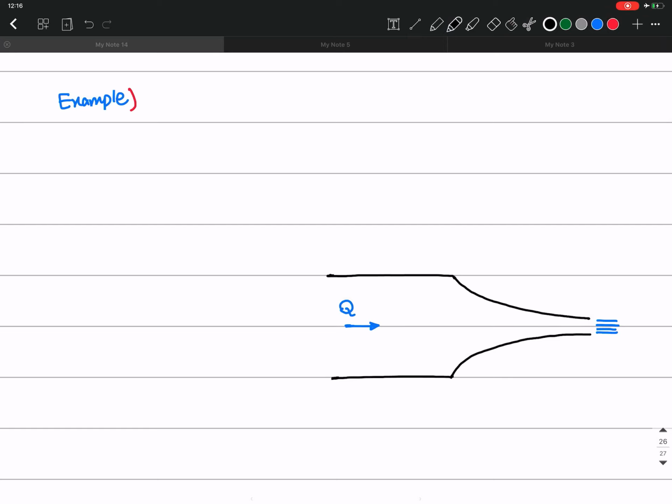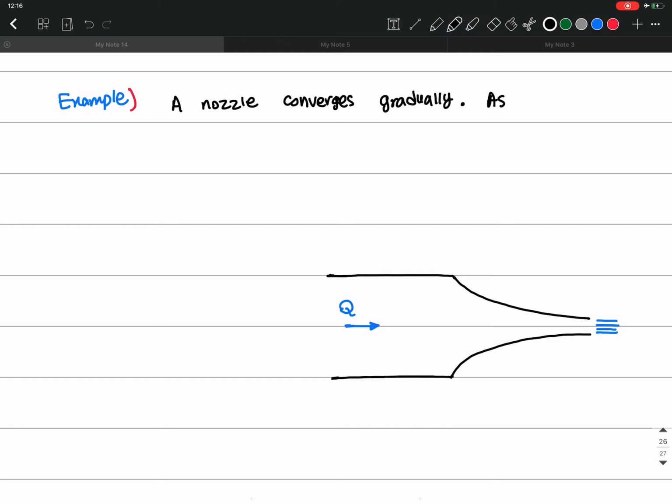Hello again. So in this session, I'm going to solve one example of Bernoulli equation so you see how you can use it in engineering problems. So let's get started. Here we have a nozzle of water converges gradually as you can see in this figure.